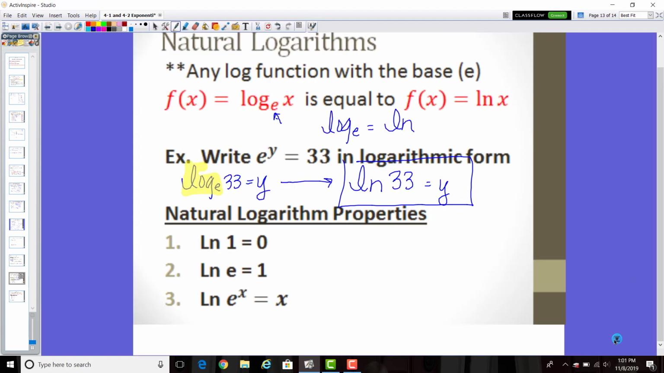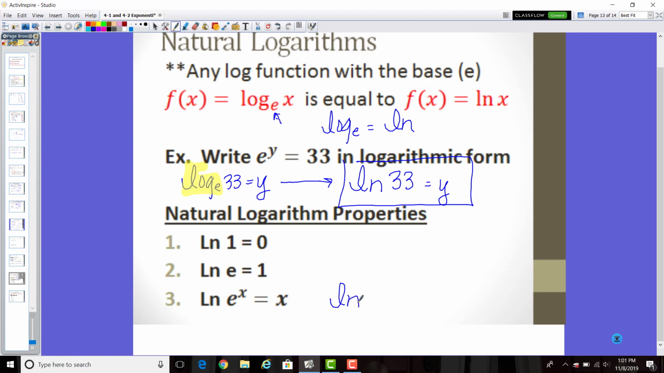Because natural logs are special, they will have properties. We will be using these when we are expanding and condensing logs as well as solving log equations. Okay, so the natural log of 1 will always have a value of 0. So anytime you have a natural log of 1 in an expression, you can take it out and replace it with its value of 0. The natural log of e equals 1. The natural log of e to any power of x will equal that power of x.